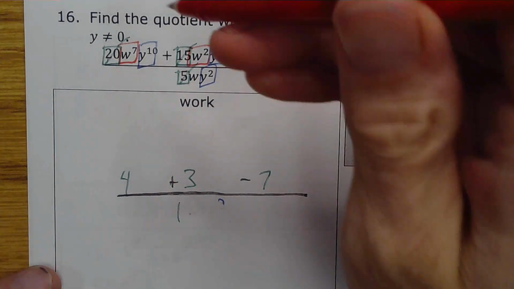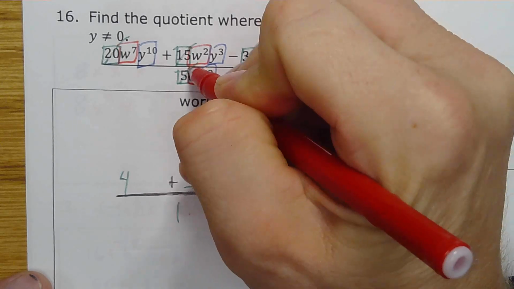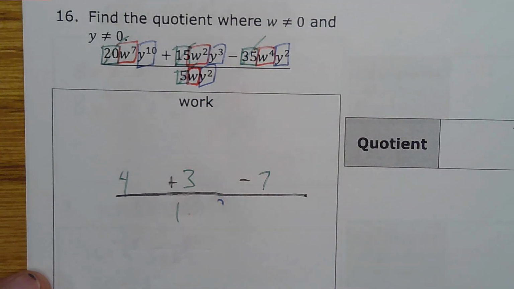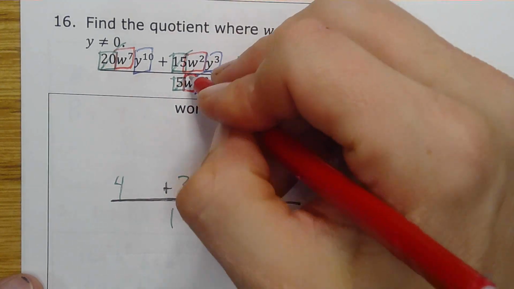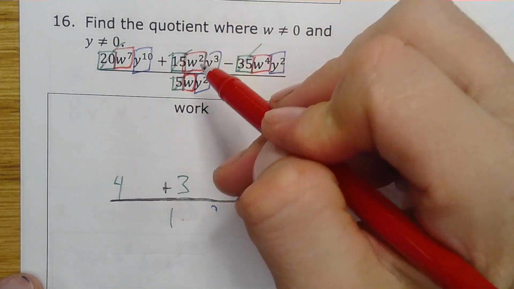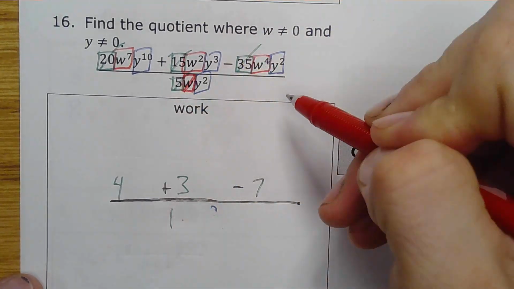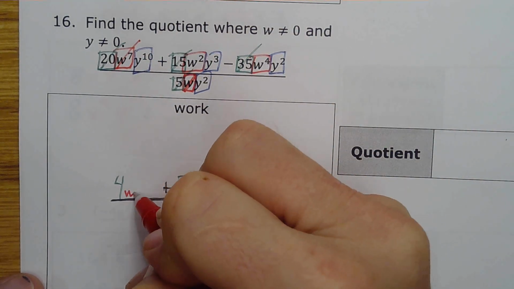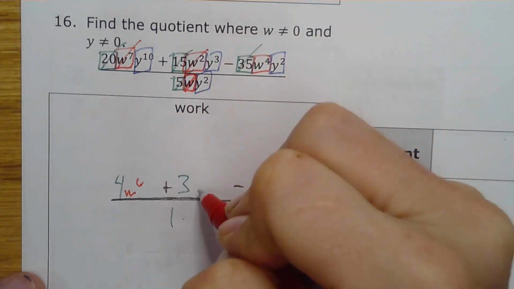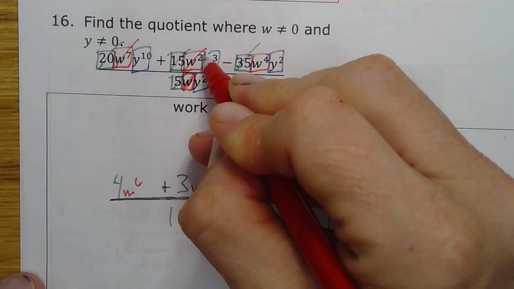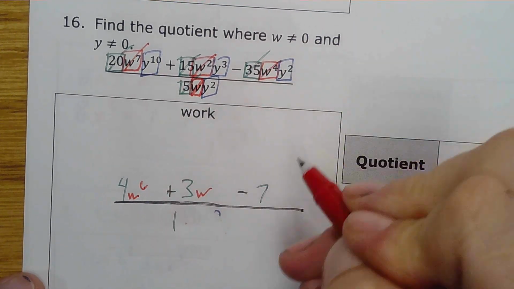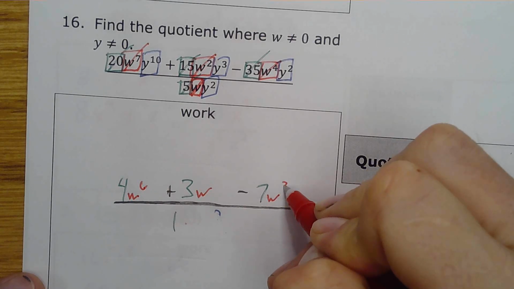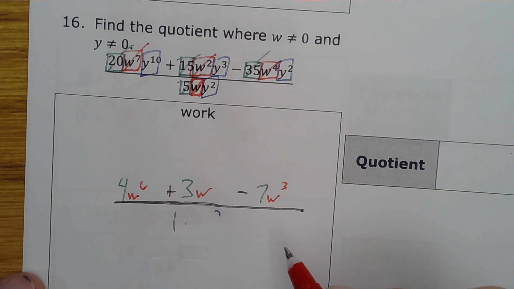Now let's look at our W's. All the W's on top versus the W on the bottom. This one's going to take out all 3 of them. So this one W is going to go away, but it turns this one into a W to the 6th. It's going to turn this one into a W because it's minus 2. It's going to turn this one into a W to the 3rd. All right, my W's are done.